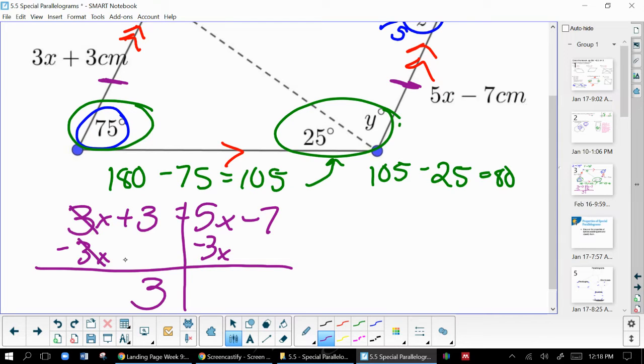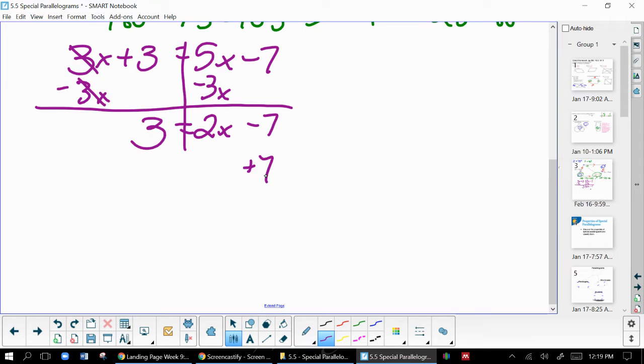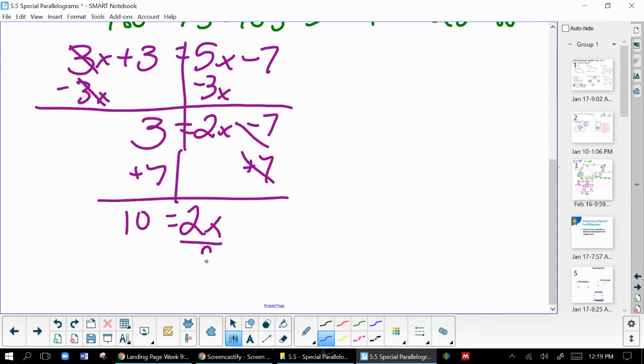They cancel out on this side. The 3 is left over. 5x minus 3x is 2x, and minus 7. Then I can solve it by adding 7 to both sides. 10 equals 2x. And divide by 2, so x equals 5.